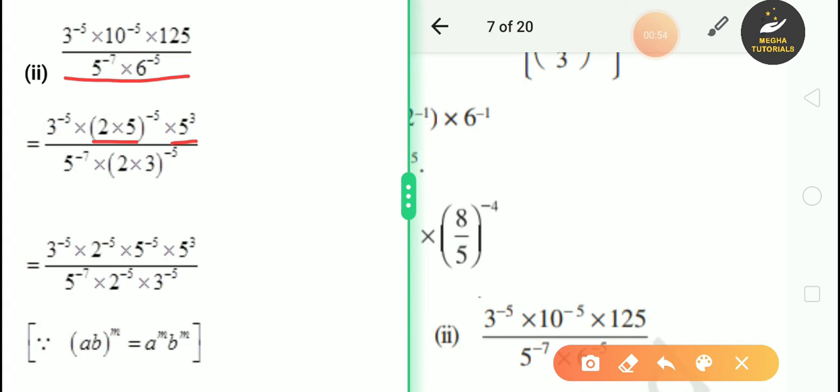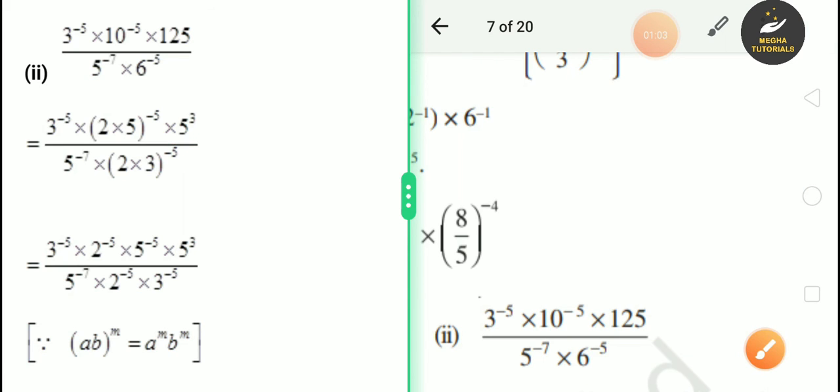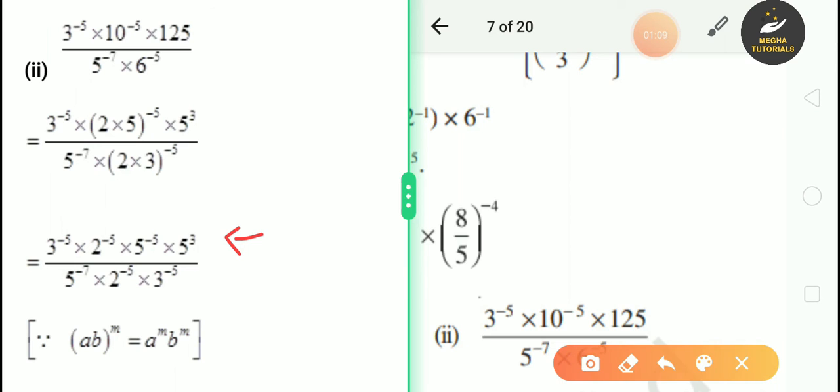Then in the denominator 5 raised to minus 7 as it is, and we can write 6 raised to minus 5 as 2 into 3 whole raised to minus 5. Then in the next step we can use the law a into b whole raised to m is equal to a raised to m into b raised to m for 2 into 5 raised to minus 5 and in the denominator 2 into 3 whole raised to minus 5. So the next step is 3 raised to minus 5 into 2 raised to minus 5 into 5 raised to minus 5 into 5 cube upon 5 raised to minus 7 into 2 raised to minus 5 into 3 raised to minus 5.